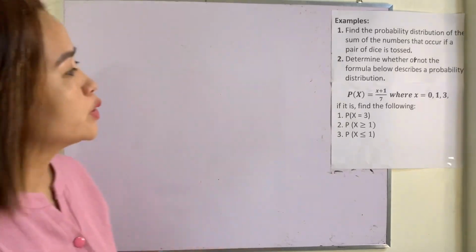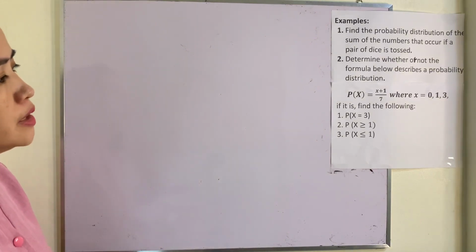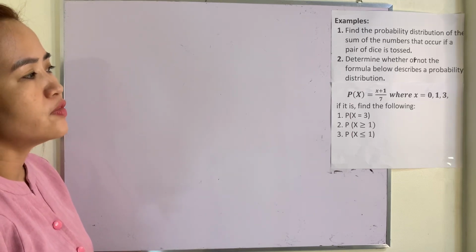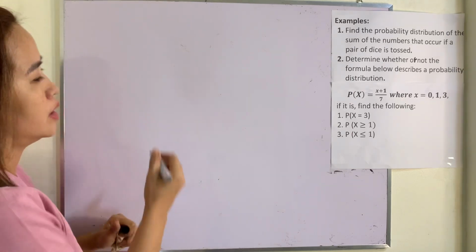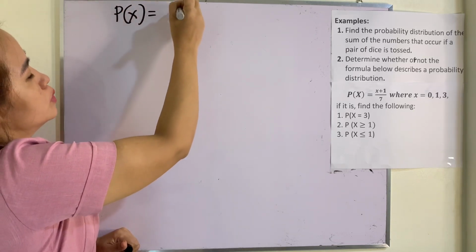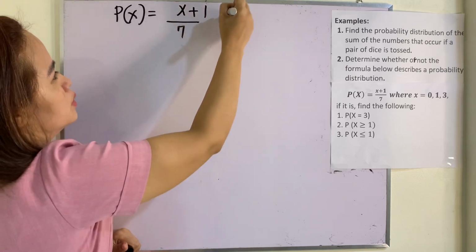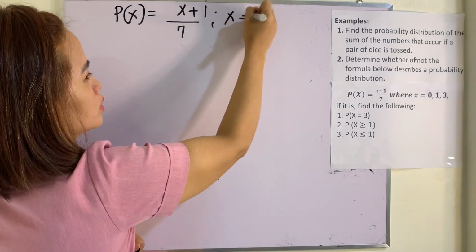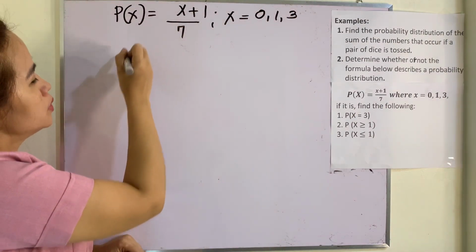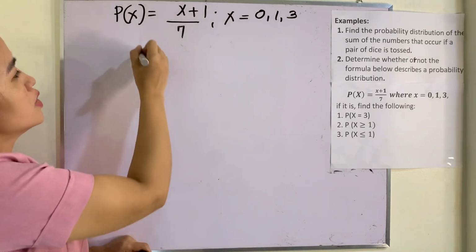Example number 2. Determine whether or not the formula below describes a probability distribution. P of X is equal to X plus 1 over 7, where X is 0, 1, 3. The first step that you will do is to determine whether this really describes a probability distribution.